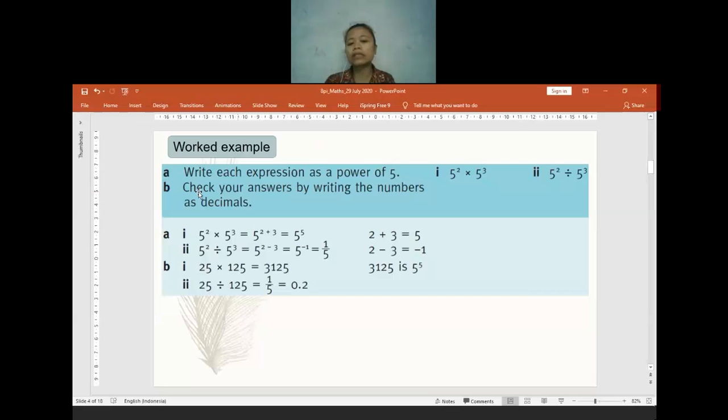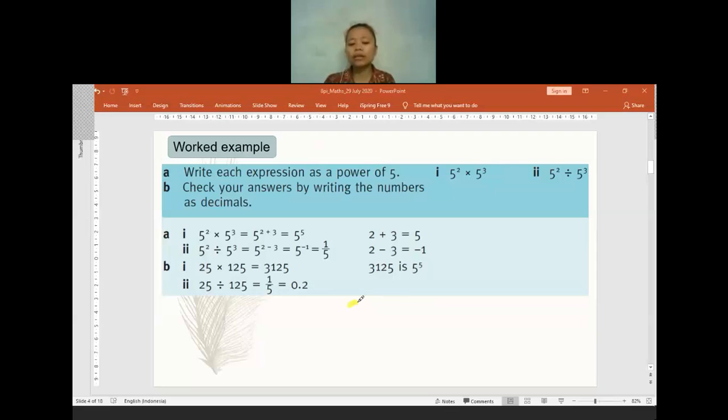Now for part B, check your answer by writing the numbers as decimals. So now we have 5 to the power of 2, which equals 25. 5 to the power of 3 equals 125. So we can multiply 25 with 125. The answer will be 3125. If you later expand 5 to the power of 5 by multiplying 5 times 5 times 5 times 5 times 5, the final answer will also be the same, 3125.